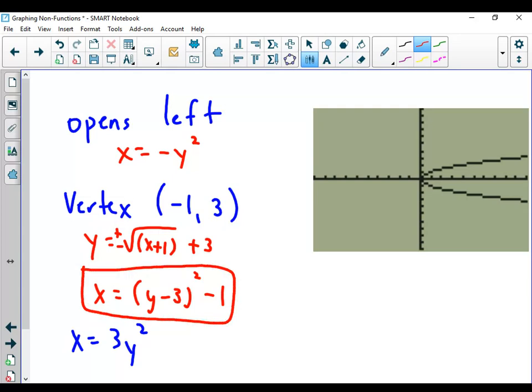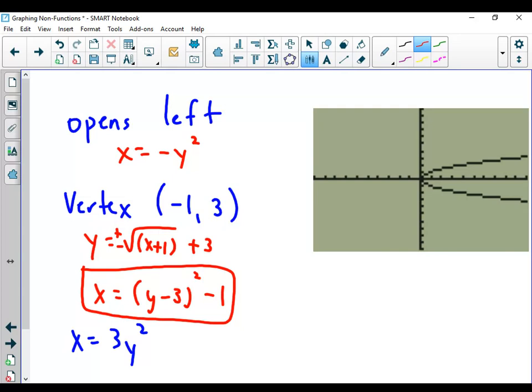Now notice what happened. It was almost like what we did with the other parabolas, except with the other parabolas, we started out with this general equation, where we had a times x minus h squared plus k. Remember, we did that a lot. So we had the x value inside the parentheses. Well, here we have the y value inside the parentheses.